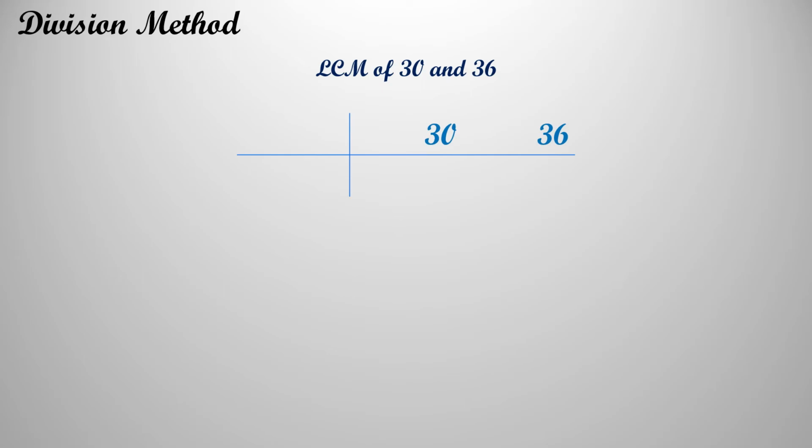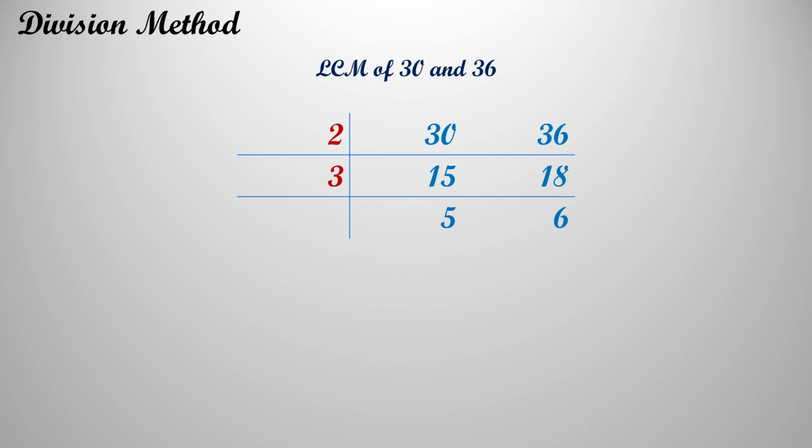There is another way as well. That is called the division method. You divide 30 and 36 by the smallest prime number that you know, that is 2. The answer is 15 and 18. Now, can you divide 15 and 18 both by 2? You can't do that. You have to look for the next lowest prime number that you know, that is 3. You divide 15 and 18 by 3. The answer is 5 and 6. Now, there is no common factor between 5 and 6, apart from 1, that is not a prime number. So we have to stop here.